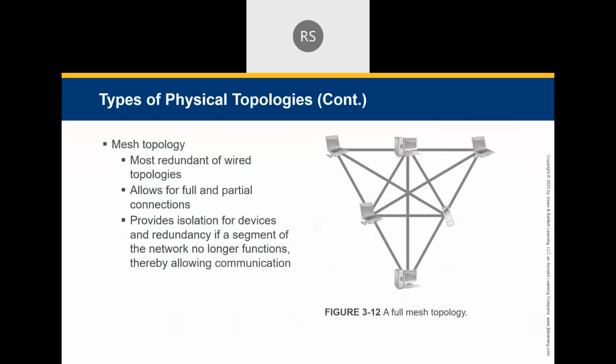Now, in mesh topology, devices are interconnected. It's going to form a network where each device has a direct connection to every other device. So this redundancy ensures that if one segment of the network becomes non-functional, communication can still occur through alternative paths.